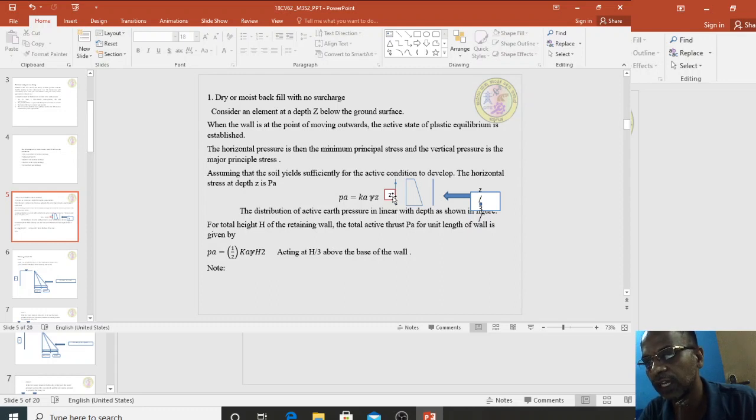So Ka gamma H is the pressure acting on the retaining wall, and the total pressure is given by half into Ka gamma Z into Z, that is half into base into height. Height is Z. So when Z is equal to H, it is half into Ka into gamma into H square. It is acting at a height of H by 3 from the base. So this is the equation which gives the active earth pressure for dry and moist backfill with no surcharge.